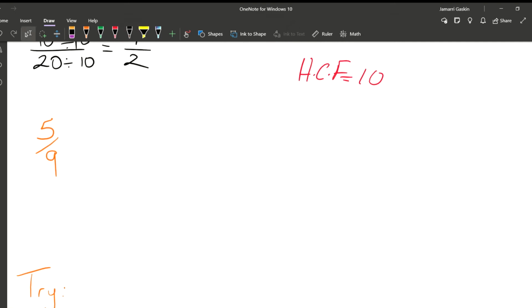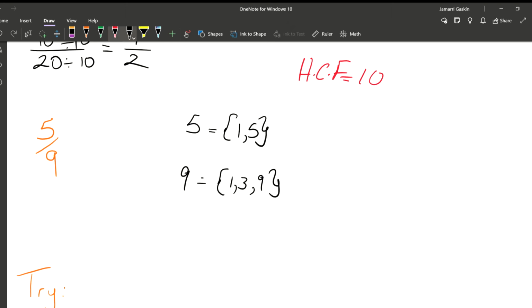5 over 9. Let's start off by listing, like before, the factors of both the numerator and the denominator. So the factors of 5, I believe 5 is a prime number. So prime numbers only have 2 factors, 1 and itself. Yeah, that's correct. And 9 is not a prime number, so it should have more than 2 factors. So we know it has 1, and we know it has a 9, obviously. We're missing 1. 3. Yeah, 3 is a factor. So we have our factors for 5, we have our factors for 9.